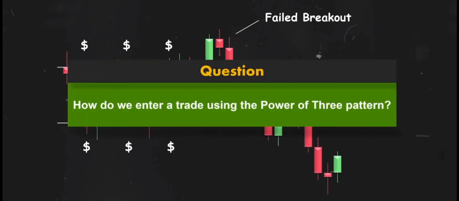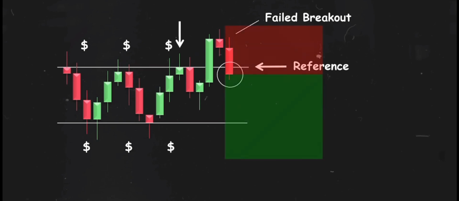So, how do we enter a trade using the power of three pattern? We aim to enter trades after the manipulation phase is confirmed. First, the price must return inside the range, which confirms the failed breakout. We mark the close of these candles as a reference for the consolidation area. To confirm the entry, we need a break and close back inside the box. The stop loss should be placed above the swing high, and we can target important levels ahead of the price.